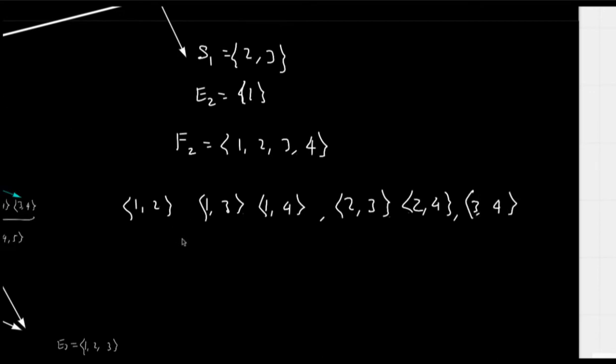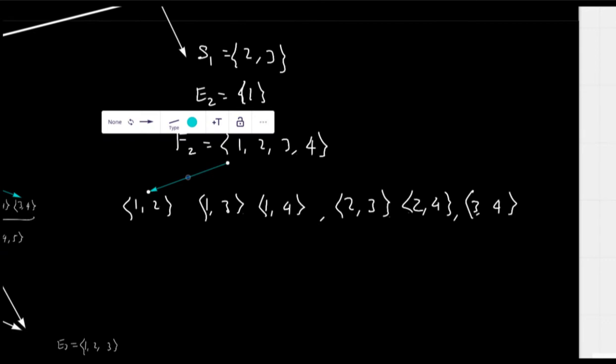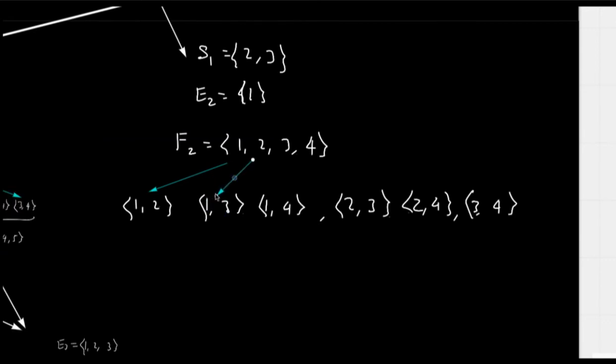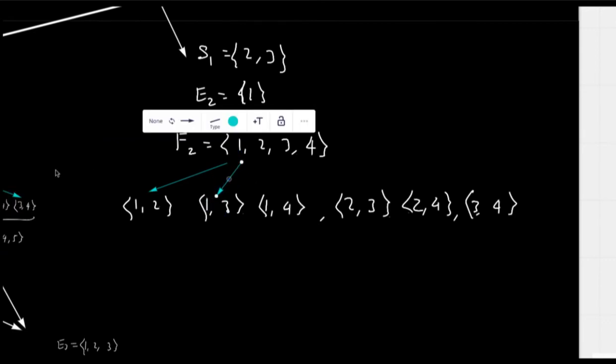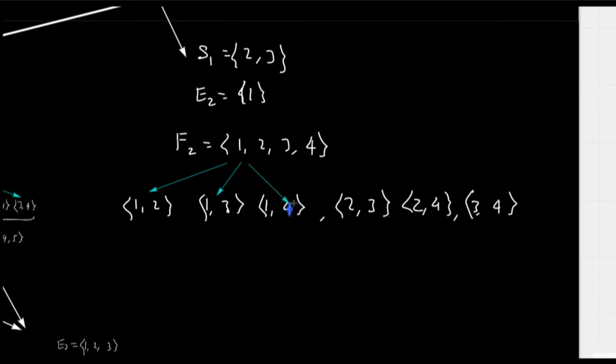Now this is the part here. Let's see from here, that is 1, 1, 2. Similarly here also 1, 3, right? Similarly here also 1, 4. For 2, that is 2, 3. For here that is 2, 4. Here that is 3, 4.